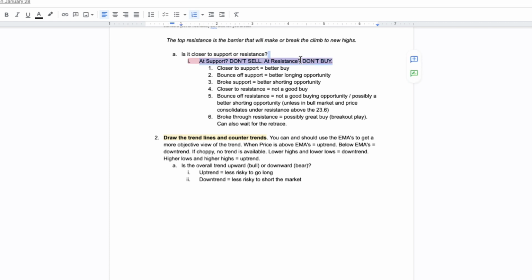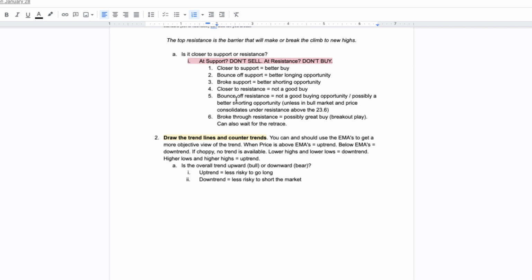These are literally the very first rule that I have in my trading cheat sheet. My trading rules: do not sell at support and do not buy at resistance. If it's closer to support, it's a better buy. If it bounces off support, it's a better longing opportunity. If it broke through the support, it's a better shorting opportunity.